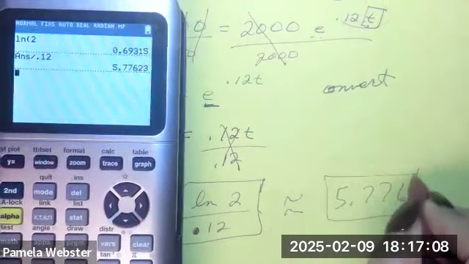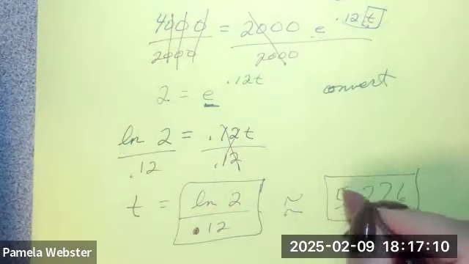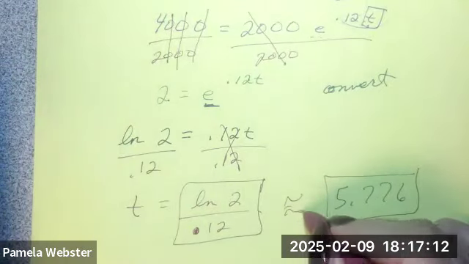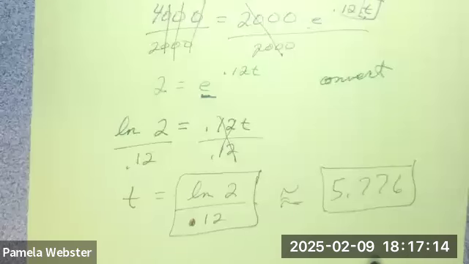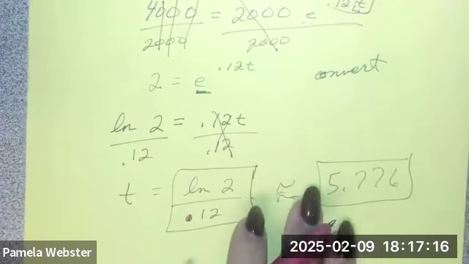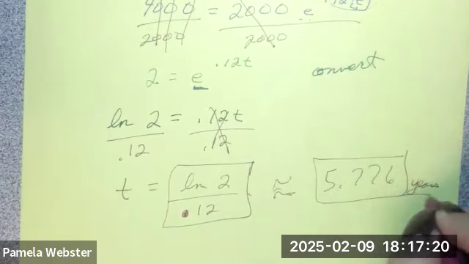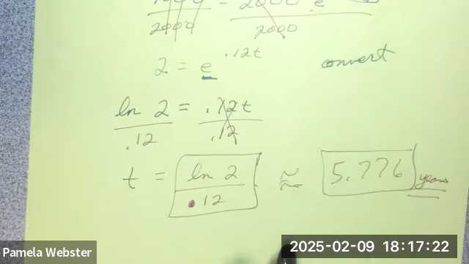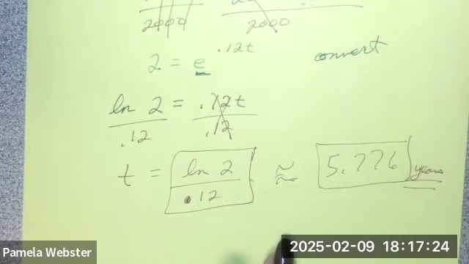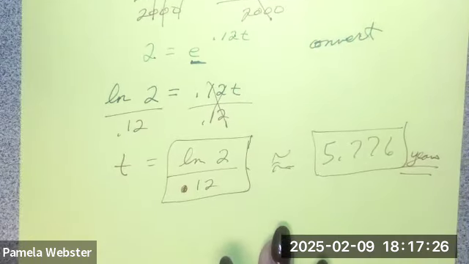5.776. Okay. And I'm going to leave that guy alone, and I use the squiggly equals. It's approximate because that's a decimal. Remember, this question was, how long does it take this thing to double? That's 5.8, almost 6 years. That's what we're looking for there.